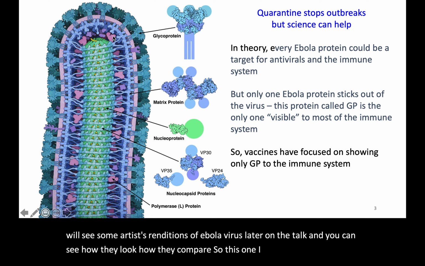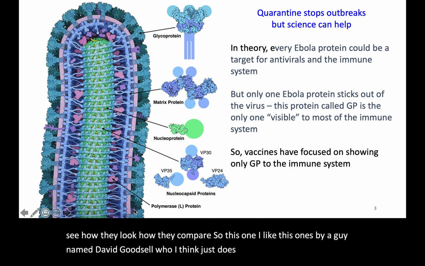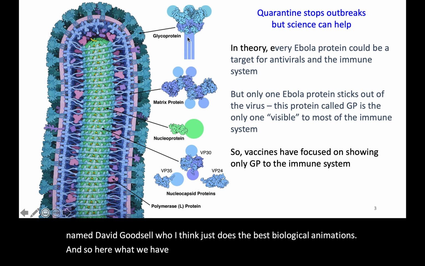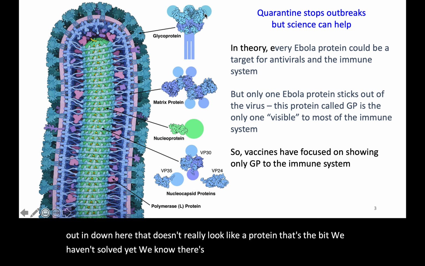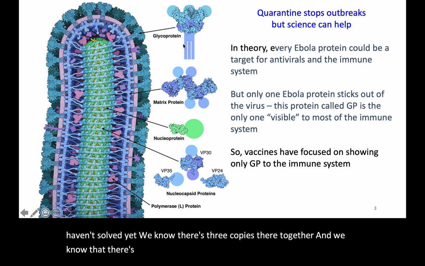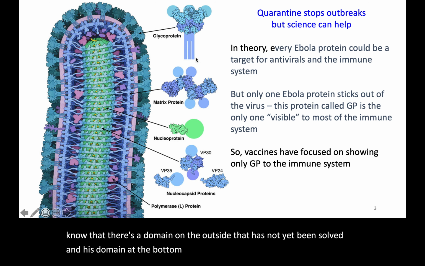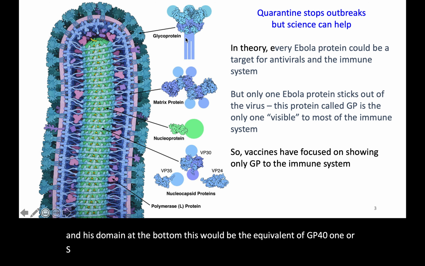So this one I like. This one's by a guy named David Goodsell, who I think just does the best biological animations. And so here, what we have is the glycoprotein. And so the bit that's carved out, like down here, that doesn't really look like a protein, that's the bit we haven't solved yet. We know there's three copies there together, and we know that there's a domain on the outside that has not yet been solved, and there's a domain at the bottom. This would be the equivalent of GP41 or S2 or HA2. Yeah, the bottom bit that unfolds and does the fusion.